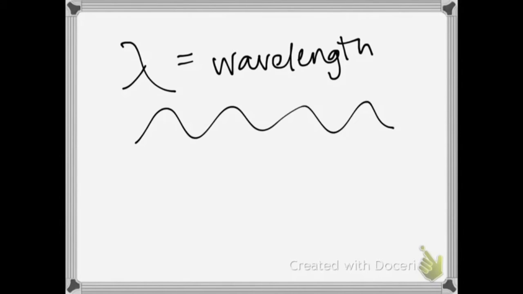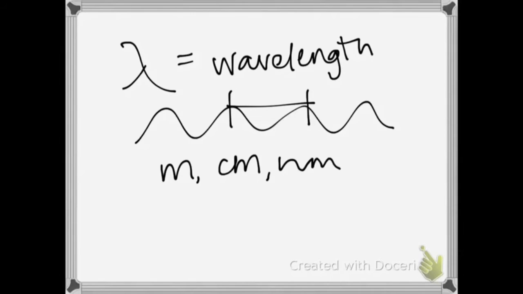So let's start with the weirdest one first. Lambda is this kind of funny little letter here. It's a Greek letter, and it stands for wavelength. Remember, wavelength is the distance from crest to crest on a wave, and that can be measured in any kind of distance units, and we would use meters most of the time, but sometimes we would use centimeters or nanometers, something like that.